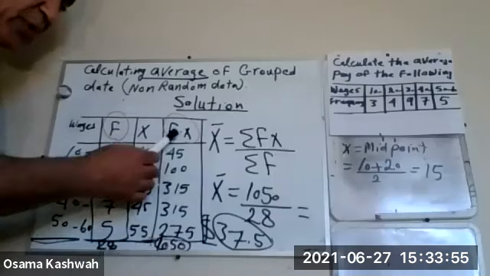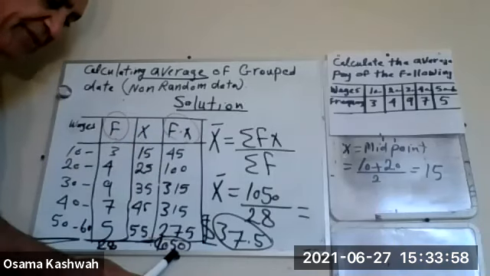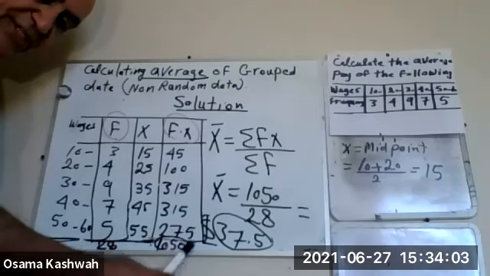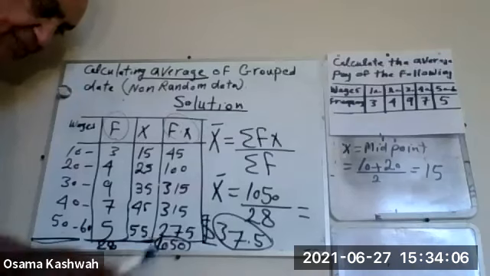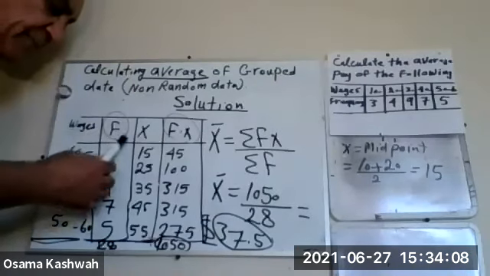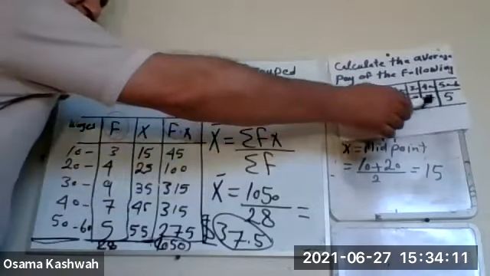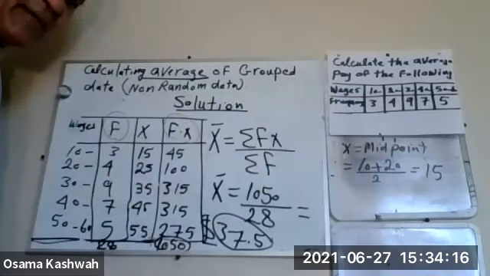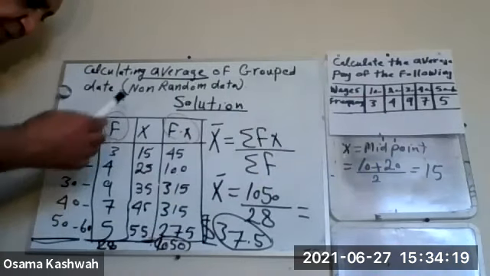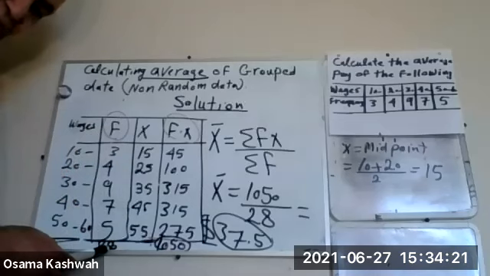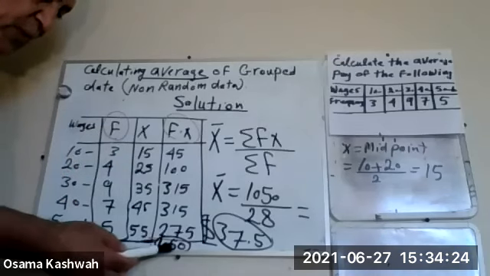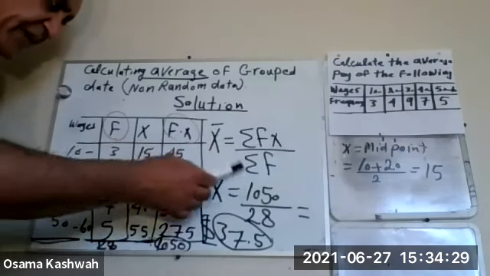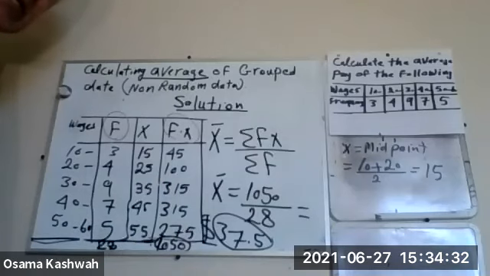We'll have a column that we call fx. We'll get the sum of the fx, it was 1050. And we sum the frequency, which is given in the example. This is the frequency. So we also sum it, 3 plus 4, 7 plus 9 plus 7 plus 5, that's all 28. Then we divide 1050 by 28. So summation of fx divided by summation of f will give me the average.